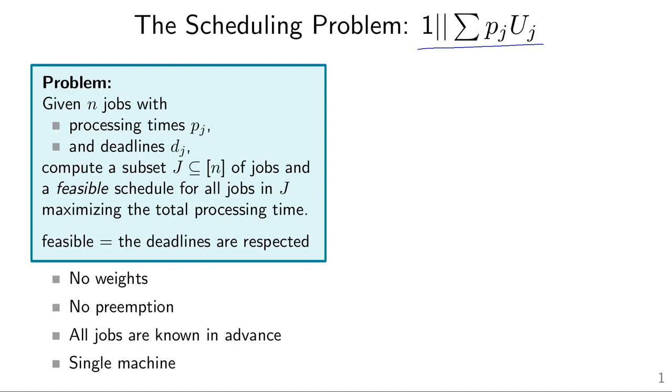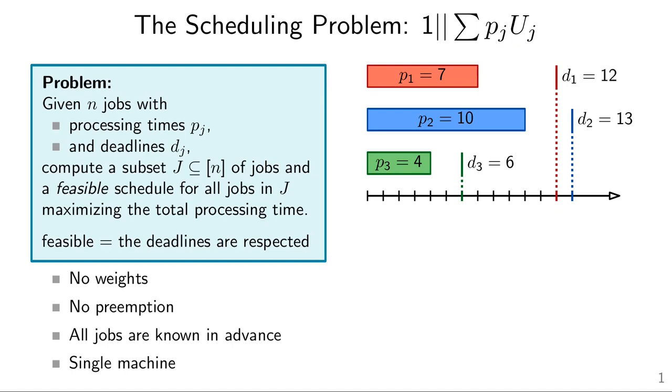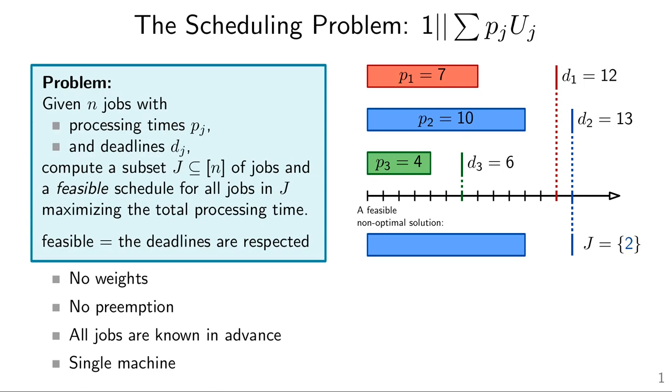Our instance consists of three jobs, the red, blue, and green jobs here, of processing times 7, 10, and 4, respectively. The deadlines are indicated by these dashed lines of 12, 13, and 6. This here is, for instance, a solution, although a non-optimal one. So we can just decide to schedule the blue job starting at the very beginning. This takes a total of 10 processing units, and we keep the deadline since this job finishes before its deadline at 13.